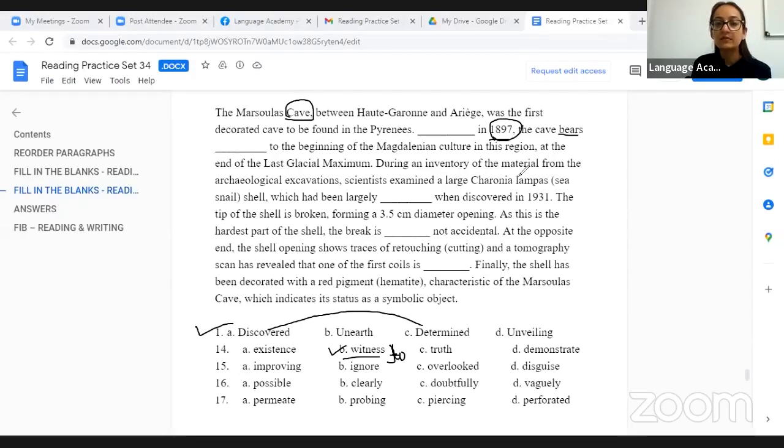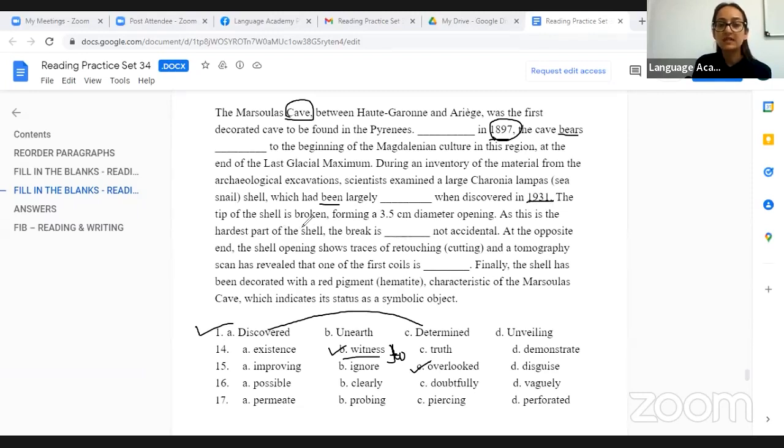During an inventory of the material from the archaeological excavation, scientists examined a large lampas shell which had been largely dashed when discovered in 1931. So with being comes ed form of verb. When we look at the options, we have improving, ignored, overlooked, and disguised. Only one third form of verb, so it will be overlooked. With being sometimes come ing form also, but that's only in active voice. This is passive voice, so we'll go with which had been overlooked in 1931.